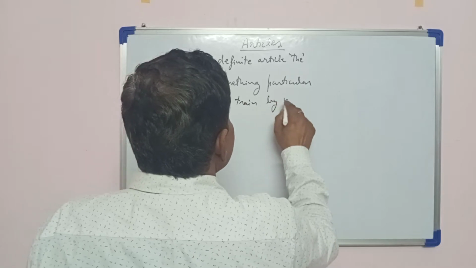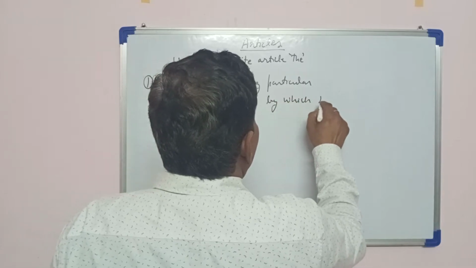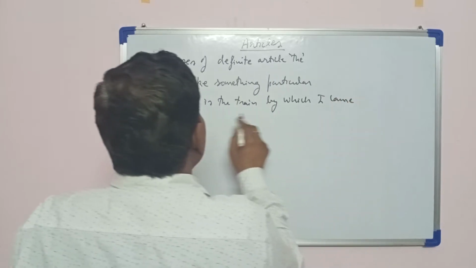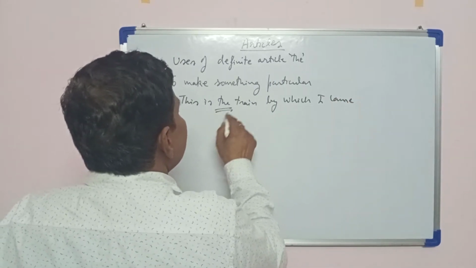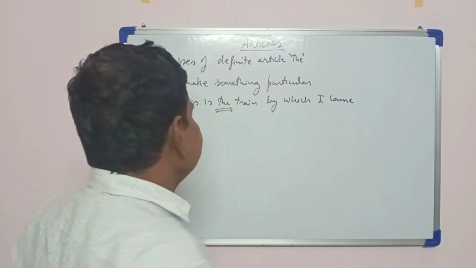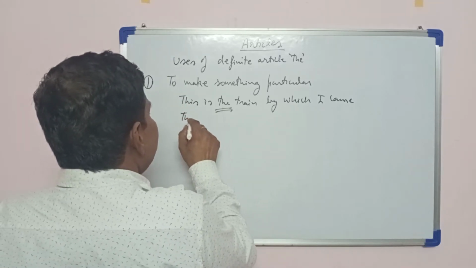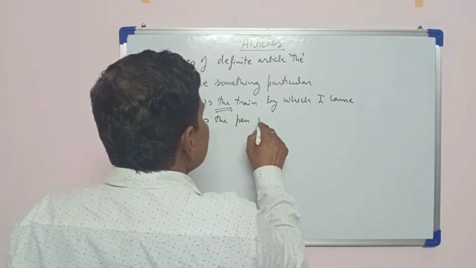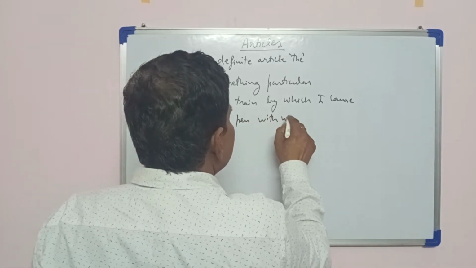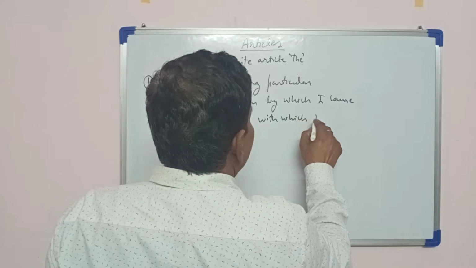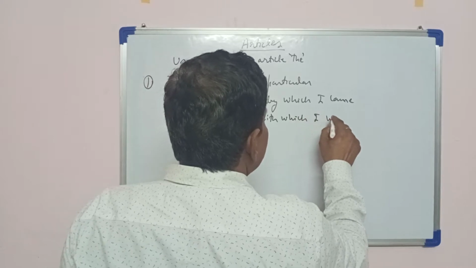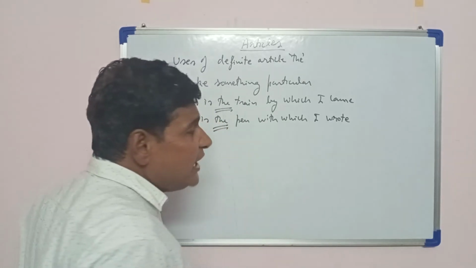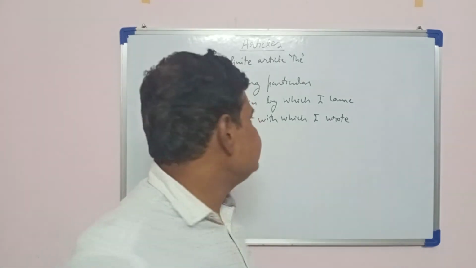This is the train by which I came. This is the train. So we are specifying the train. This is the pen with which I wrote. So here we are specifying the pen.